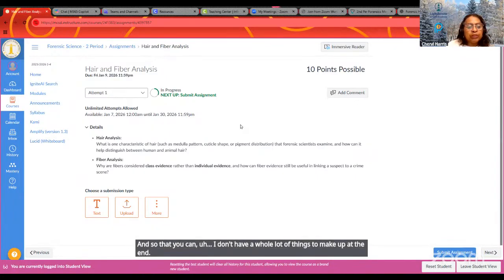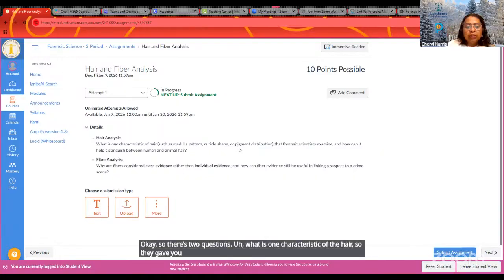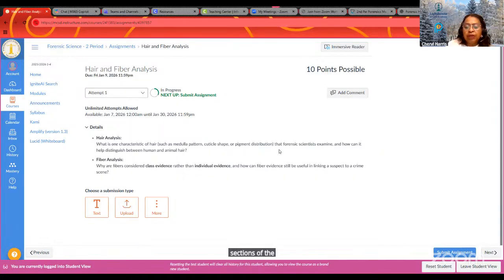Okay, so there's two questions. What is one characteristic of the hair? They gave you all the different sections of the hair that a forensic scientist examines, and how can it help distinguish human from animal hairs? So again, you might want to look back at the video for that, but it is also in Canvas.